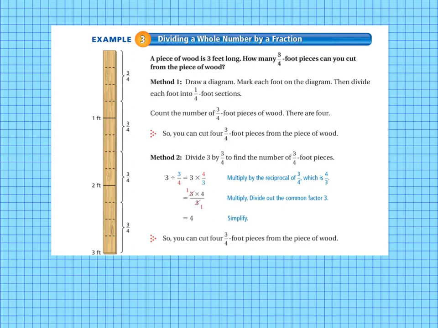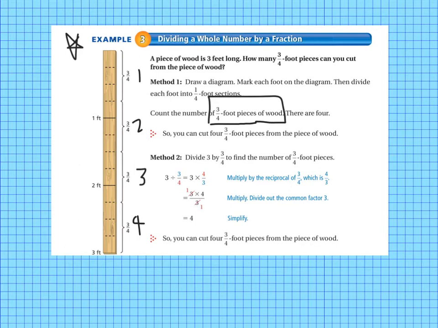Method 1 is drawing a diagram, marking each foot on the diagram, then dividing each foot into 1/4 foot sections. If you did that, you would have something that looked like our diagram off to the side here. Then you count off the number of 3/4 foot pieces of wood. You would have 1, 2, 3, 4. So you can cut 4 3/4 foot pieces from the piece of wood.